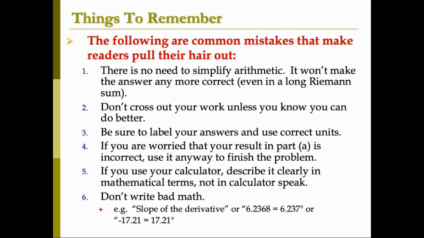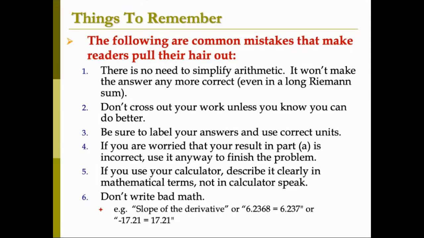So don't write bad math. So for example, don't talk about the slope of the derivative. If you talk about the slope of the derivative, then you're saying that the derivative is either a line or you're talking about the slope of the tangent line of the derivative. And so you're actually talking about the derivative of the derivative. So don't say things like the slope of the derivative. Okay, remember the derivative is a slope. So it's a slope of a tangent line. So if you talk about the slope of the derivative, you're saying that the derivative is a line and it has a slope, which may or may not be true, right?